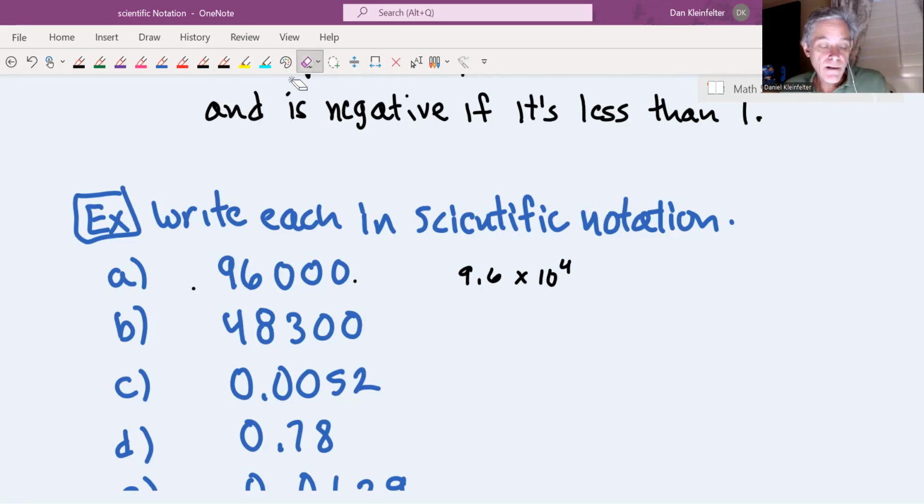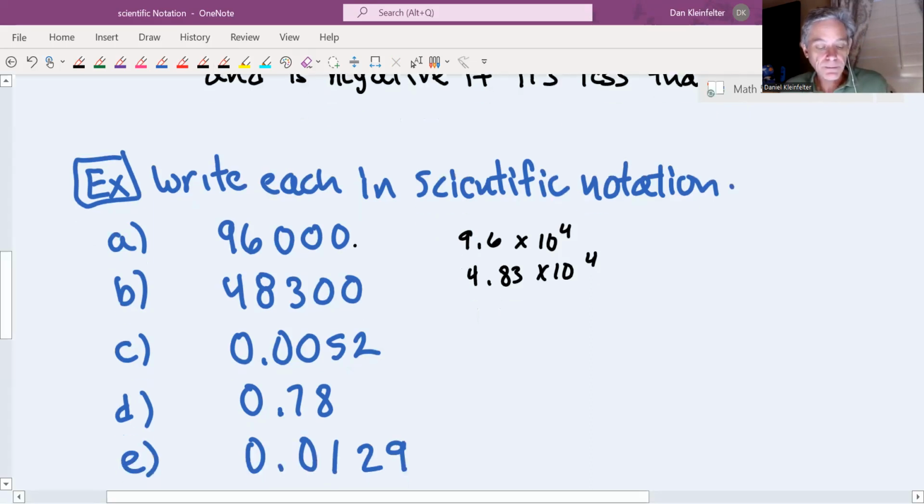Notice here we divided 96,000 by 10,000, moving the decimal point 4 places to the left, and so to compensate, we multiplied by 10 to the fourth power, which is 10,000. Okay, 48,300, we'll have to move the decimal point 1, 2, 3, 4 places to the left. This will give us 4.83 times 10 to the fourth power. So once again, we've moved the decimal point 4 places, so we have times 10 to the fourth power.